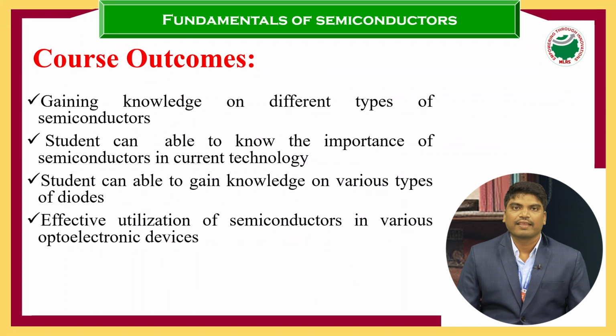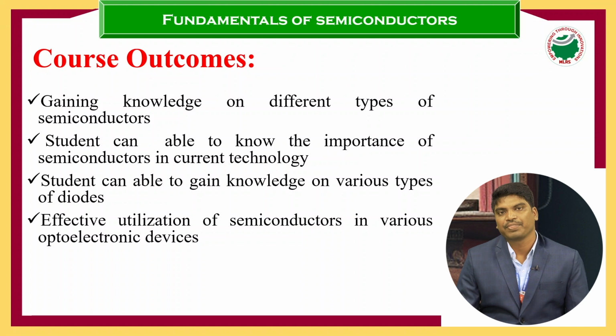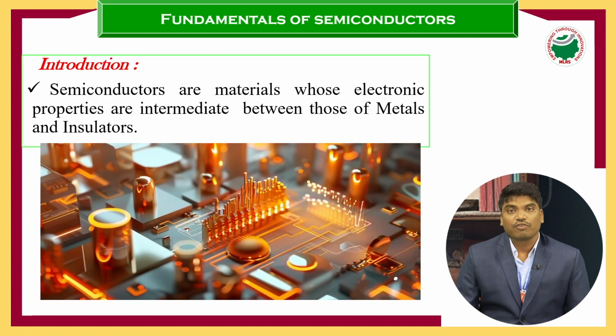Let's go for the course outcomes. Course outcomes are nothing but, by the end of this course, students will be able to know the importance of semiconductors in current technology. Students can gain knowledge about the various types of semiconductors, various types of diodes and various devices, and also the differences between the different types of semiconductors. By the end, students can get complete knowledge about semiconductors and their utilization in current technology. Okay, then let's go for the introduction.